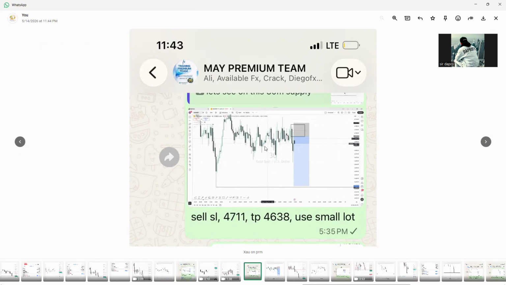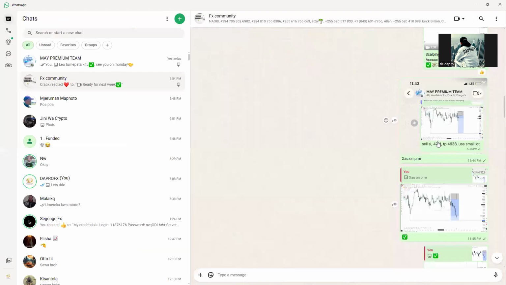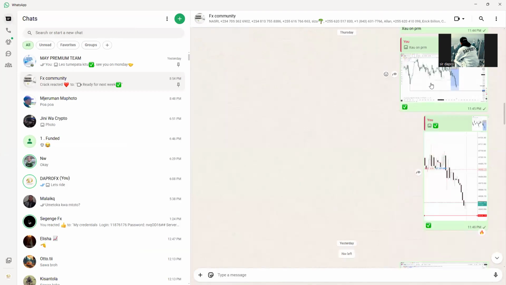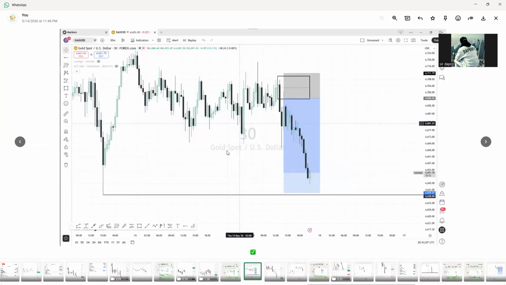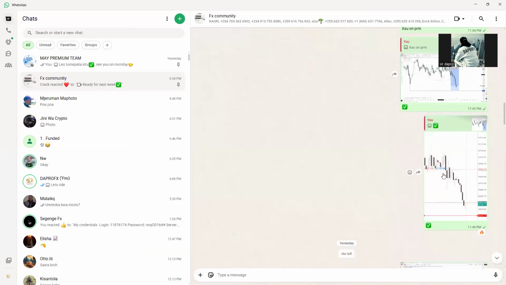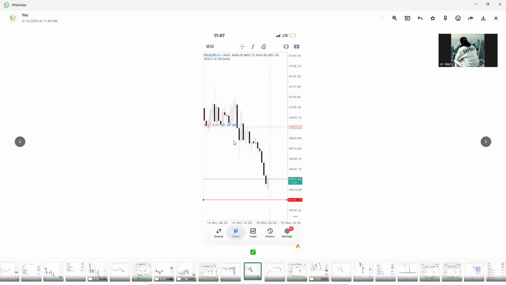After this huge consolidation, we took a short position from that 30-minute supply. You see here, we took that short position from that 30-minute supply on Goldie. That is the result. Price dropped until it took out this previous low. You can see that short position. Okay, it was very clear.